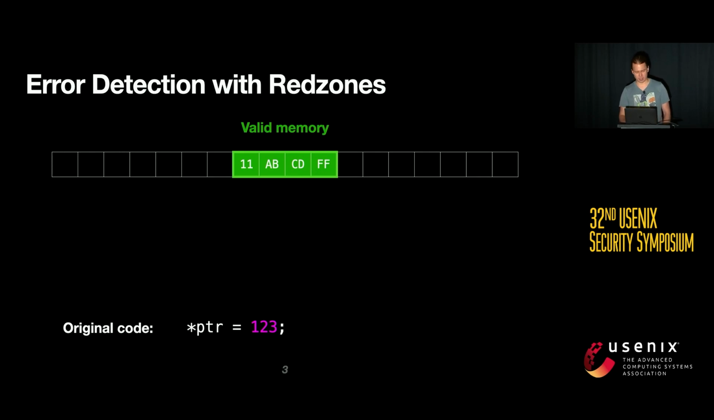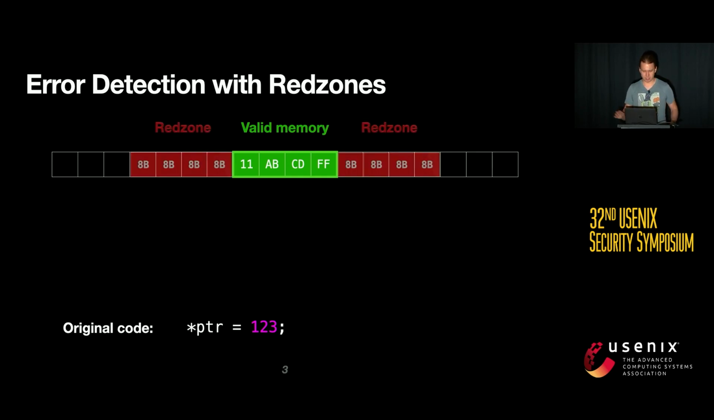So one of the most runtime efficient ways we can do this is using red zones. In this example, we have a green area. It's 4 bytes of valid memory. And the way red zones work is that we mark the area around it, we reserve it, and we mark it as invalid. The way we mark it as invalid is by putting certain magic numbers in there. In this case, we put 4 times the hex number 8b into the red zone.